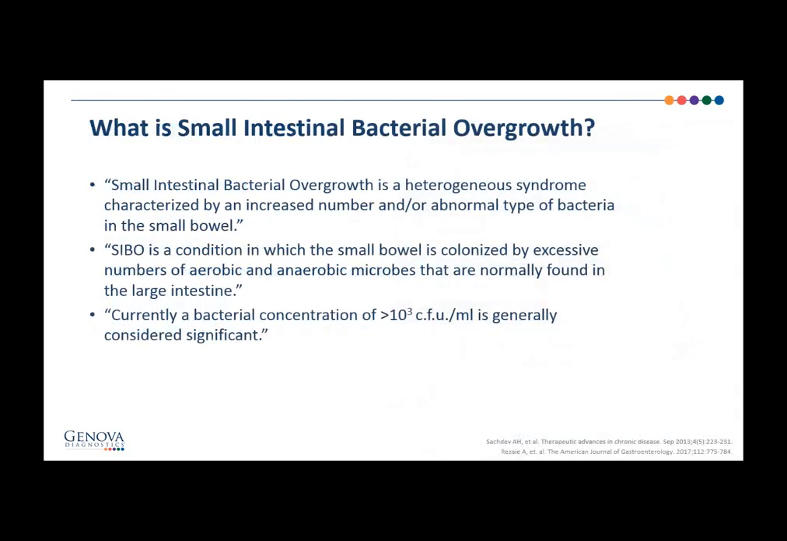So what is small intestinal bacterial overgrowth? There's a couple definitions here that came from these different papers. It's a syndrome that's characterized by an increased number or abnormal type of bacteria in the small intestine. These bacteria are both aerobic and anaerobic microbes that would normally be found in the large intestine. And currently, the technical definition would be a bacterial concentration of greater than 10 to the 3 colony-forming units per milliliter. That's generally considered significant.